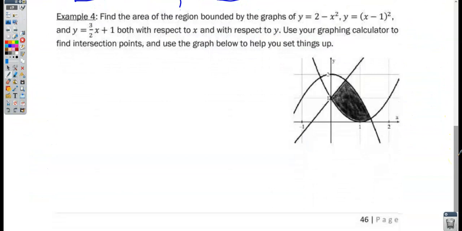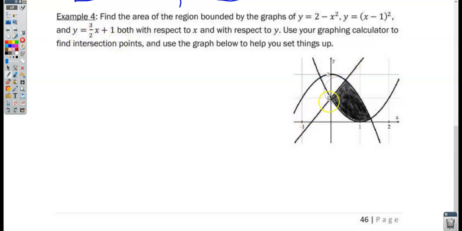We're going to find the area of the region bounded by these graphs, both with respect to x and with respect to y. Again, we're going to use our graphing calculator to help us find intersection points, and we're going to use the graph below to help us set things up. All right, so the first thing I'm going to do before I do anything else is I'm going to take each of these lines and I'm going to solve them for x.